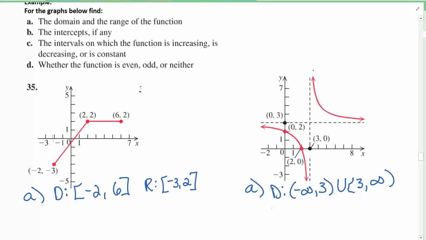So that's the domain. Our range of this function, we've got the arrows, so -infinity all the way up to this, what we call a horizontal asymptote, because it's never going to take on the value of 2. That's where this horizontal asymptote is. So we'll say -infinity to 2, union 2 to infinity. Okay, that was part A.